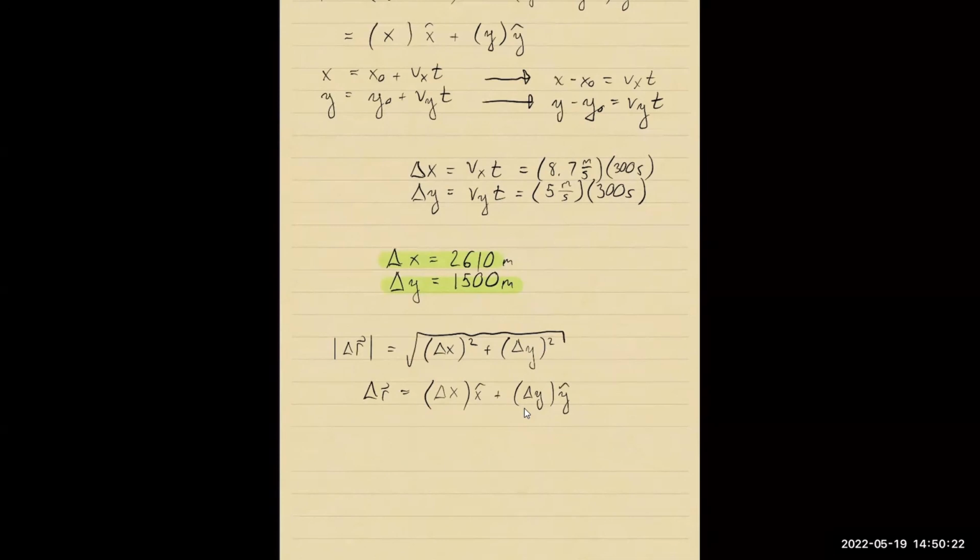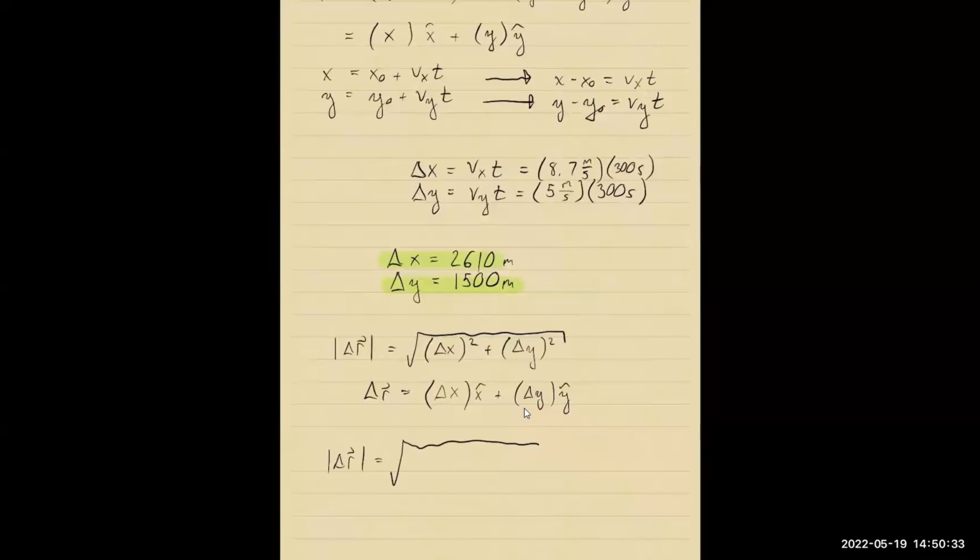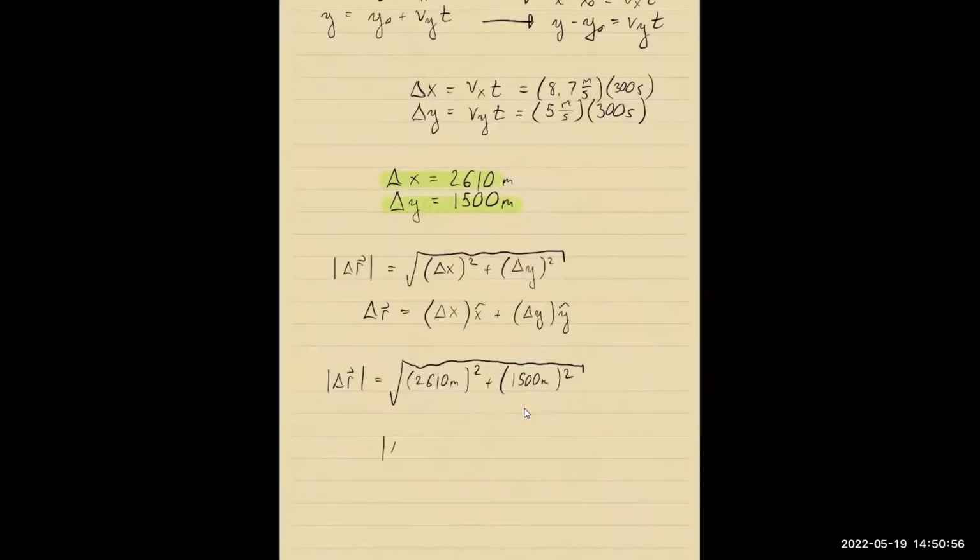It looks like I'm going to have to write it down here. So we have that our displacement, or the total distance traveled by this car, is equal to the square root of delta x squared. We found that delta x was 2,610 meters, squared, plus our y component squared, delta y. So that's 1,500 meters squared. And so the total distance traveled by this car over the course of 5 minutes is equal to 3,010 meters.